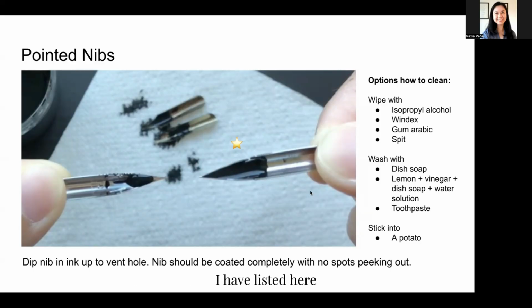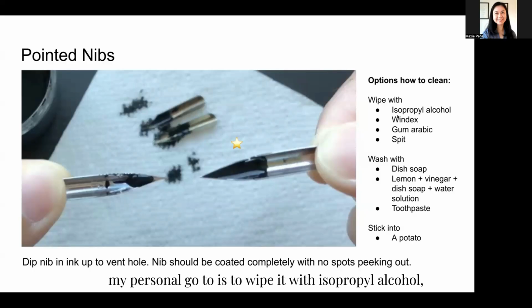I have listed here several methods of how to clean your nibs. My personal go-to is to wipe it with isopropyl alcohol. I would just do it repeatedly if it doesn't work, or you could do a combination of the other things here. You can wipe it with Windex, gum arabic.